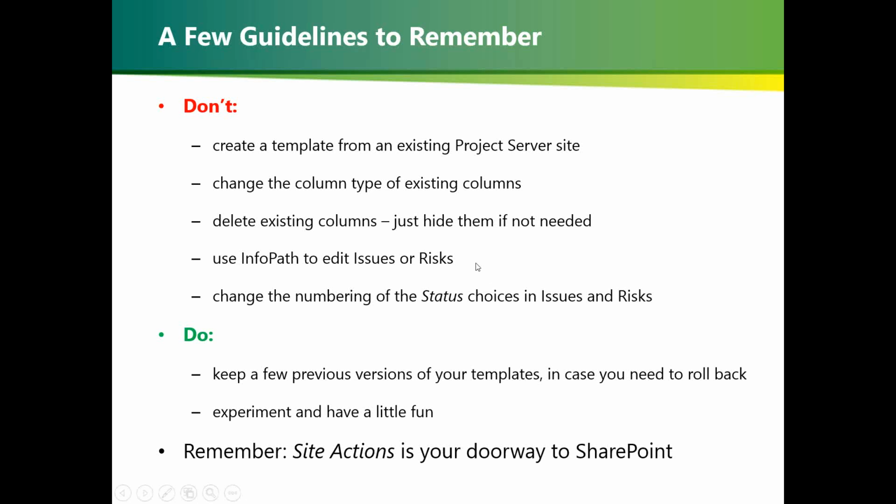Don't use InfoPath to edit issues or risks. If you try it, you will get a warning box. You'll probably remember it when you see the warning box, and it'll be warning you in the kind of code language that if you use InfoPath to edit an issue or risk, the linking that you get from issues and risks to project schedules will stop working. Don't change the number of your status choices in the issues and risks. We just talked about that.